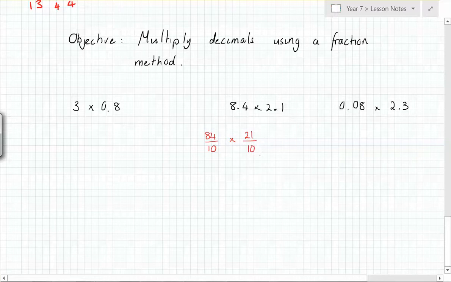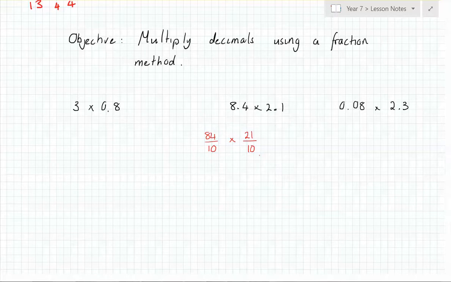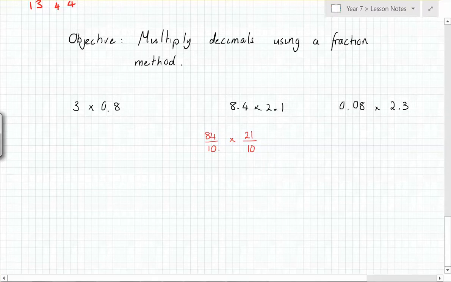Do you remember that? Because over 10 means... what does over 10 mean? Over 10 means divide by 10. So 21 divided by 10 is 2.1. That's why we do it. So this 84 divided by 10 as a fraction is 8.4. If it was 21 over 100, then that would be wrong, because 21 over 100 would be 0.21 and not 2.1.